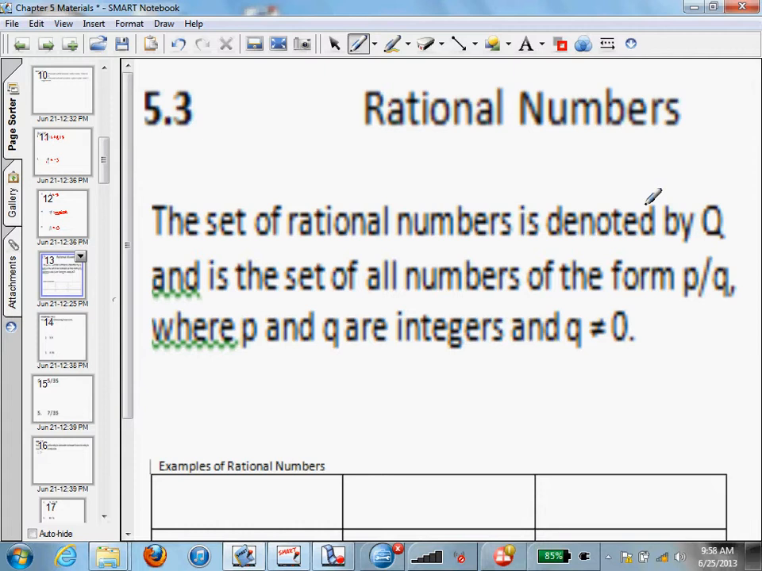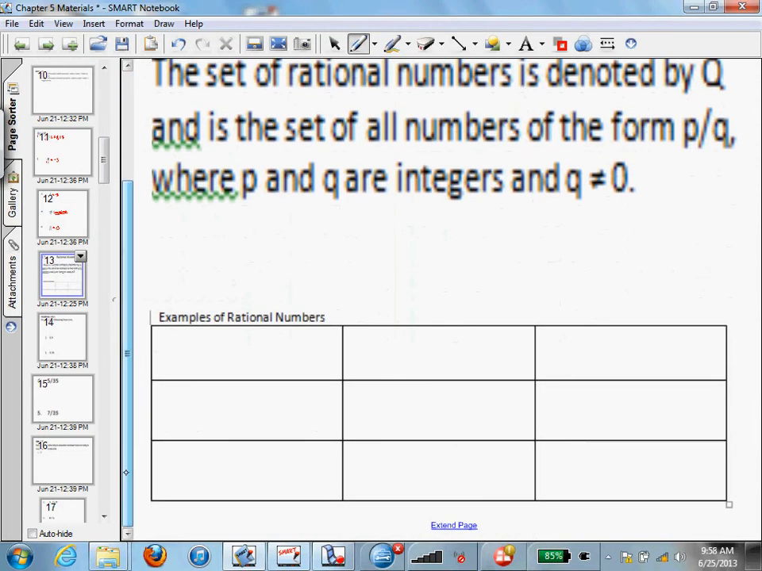The set of rational numbers is denoted by Q, and is the set of all numbers of the form P over Q, where P and Q are integers and Q does not equal 0, because, as you just learned from the previous video, that would make a fraction where something is being divided by 0, making it undefined. So let's just get started by thinking of what some rational numbers might look like.